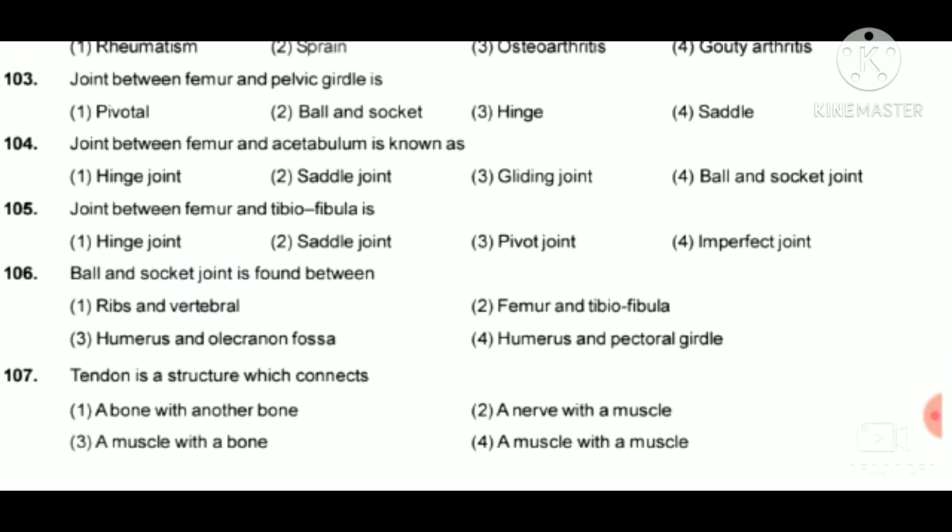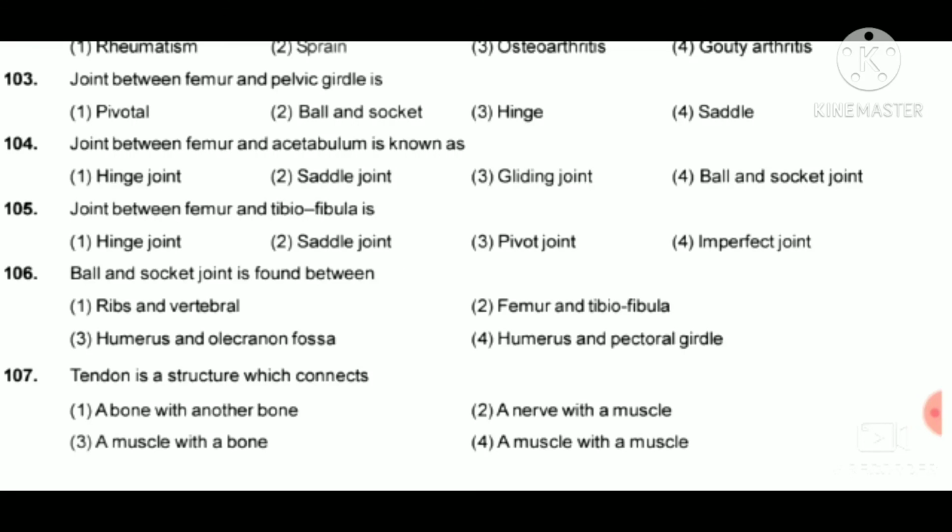Next is question number 105. Joints between the femur and the tibia fibula is number 1 hinge joint, number 2 saddle joint, number 3 pivot joint, number 4 impact joint, and the answer is option number 1, hinge joint.